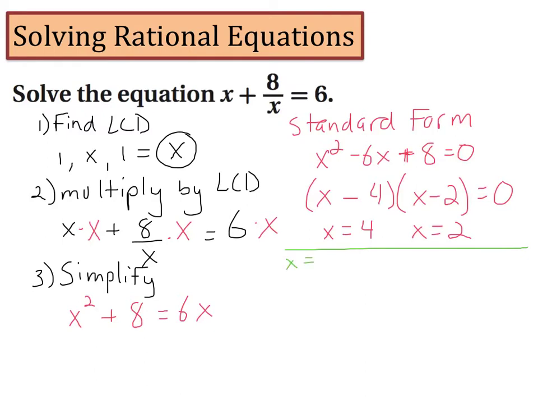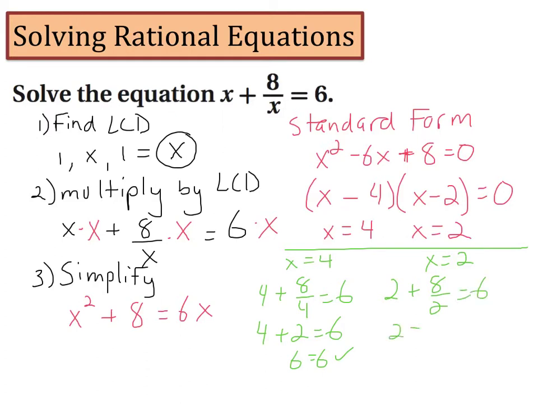So let's try x equals 4. So I have 4 plus 8 over 4 equals 6. 4 plus 2 equals 6. 6 equals 6. I'm good. Let's try x equals 2. 2 plus 8 over 2 equals 6. 2 plus 4 equals 6. 6 equals 6. So these two solutions of x equals 4 and x equals 2 work.